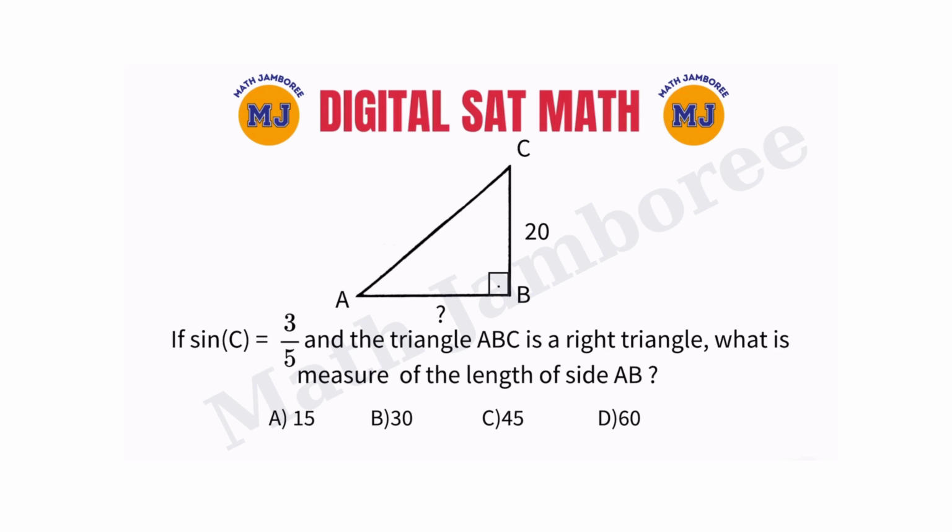We have another question from the topic of SOH-CAH-TOA. Let's read this question and solve it together, and afterwards I will talk about what SOH-CAH-TOA means. So, if sine C is 3 over 5 and triangle ABC is a right triangle, what is the length of the side AB?